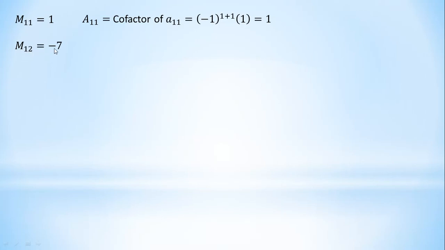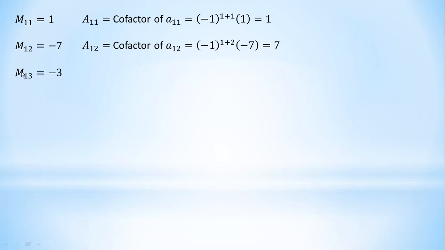Then our minor is minus 7, that is M12 is equal to minus 7. How will you get the cofactor? See here, A12 is the cofactor of a12. So the index of minus 1 will be minus 1 raised to 1 plus 2, into minus 7. So minus 1 raised to 1 plus 2, that is 3. So minus 1 raised to 3 is minus 1. So minus 1 into minus 7 is plus 7. So the minor is minus 7 and the cofactor is 7.